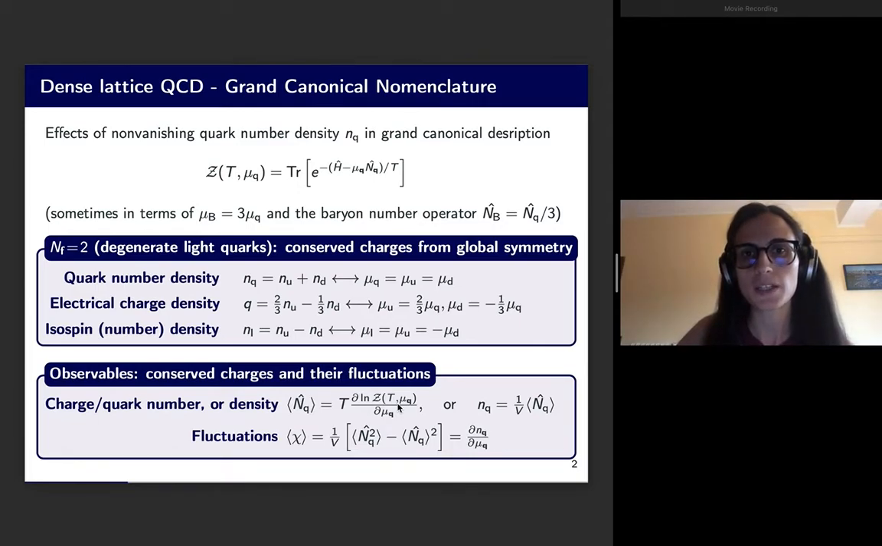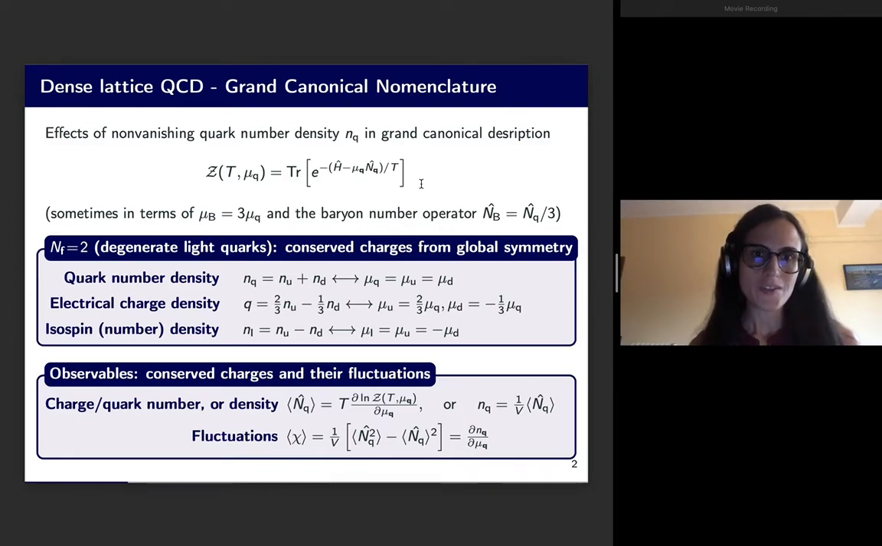accounted for within the grand canonical description of our statistical system. For that, the partition function takes the following expression, where you can see the chemical potential that makes its appearance, and that is coupled to its conjugated quantity, which is the density, or the number operator, and then when you divide by the volume, it becomes the density.